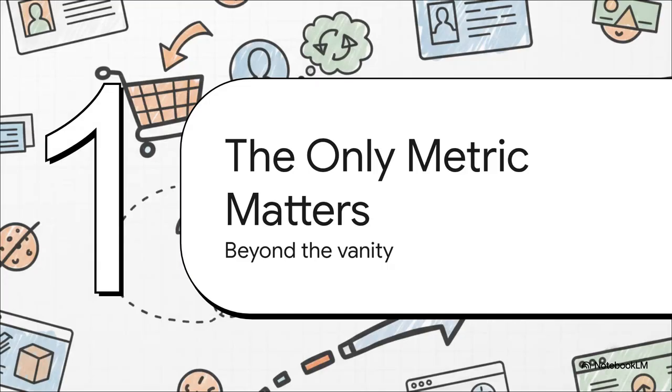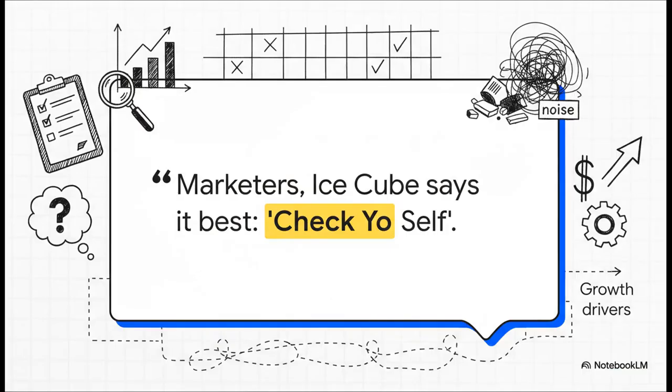All right, so we've gone through the problem, the illusion, and some smarter ways to think about it. But this all boils down to one single core idea. If we strip away all the vanity, all the noise, what is the one metric we should really be focused on? The great philosopher Ice Cube once said, check yourself before you wreck yourself. And for us marketers, that means we have got to check our metrics. We have to be brutally honest with ourselves about what's actually driving growth and what's just, well, fluff.